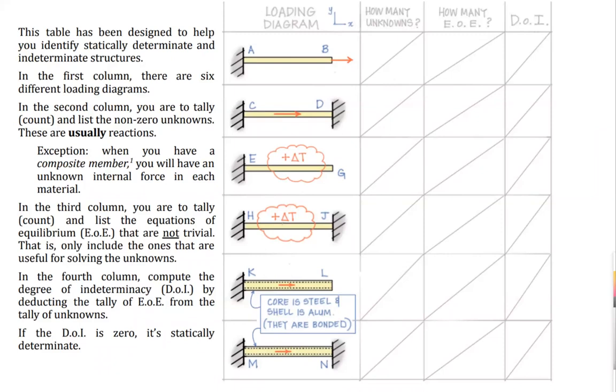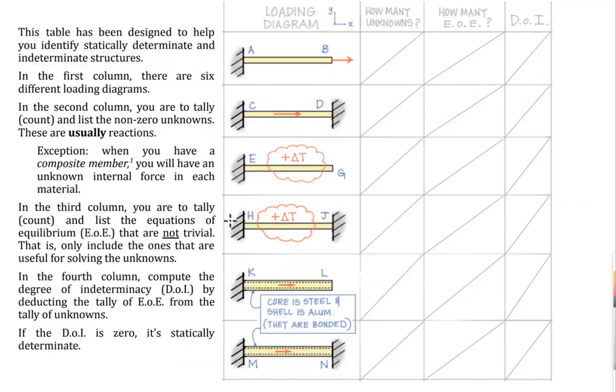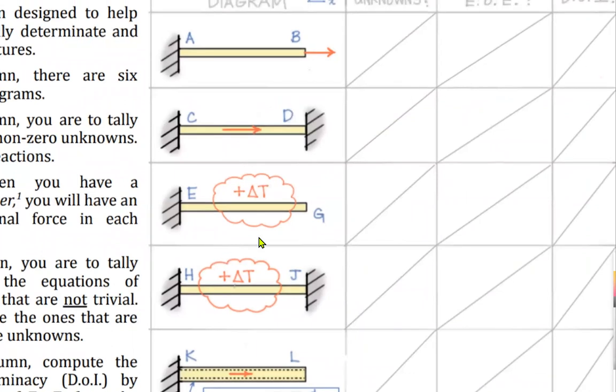This problem is all about axial structures and specifically about figuring out which of these are statically determinate and which of these are statically indeterminate. We know that these are axial structures because these applied forces are running down the length of the member. We've also got two examples with an increase in temperature, and so we're going to be looking at linear temperature effects that are going to occur left to right, like so.